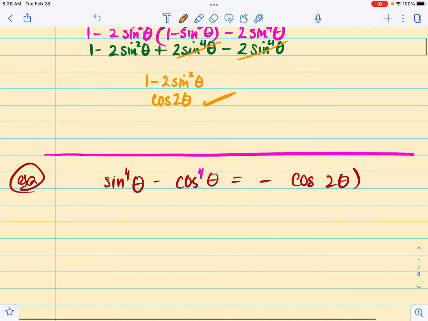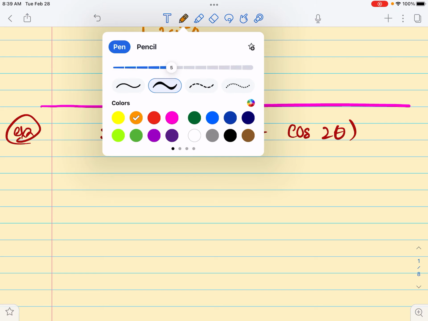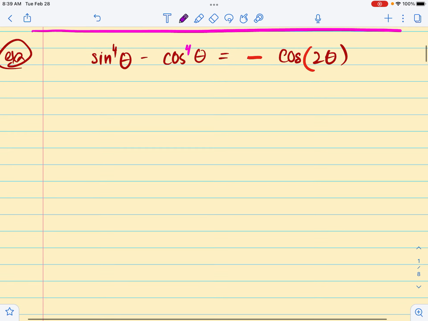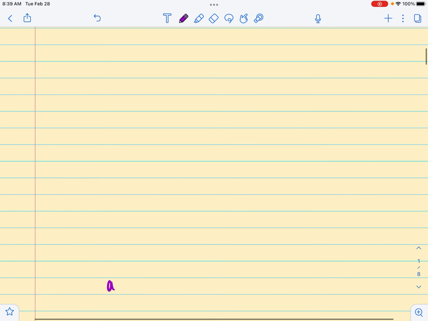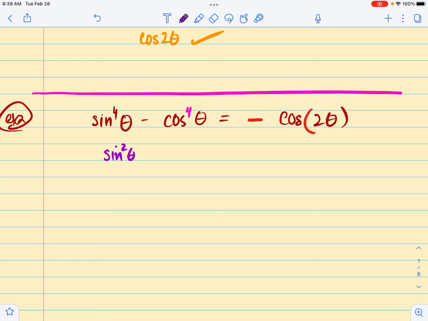Moving on to the second one. This one says go ahead and prove sine to the 4th theta minus cosine to the 4th theta is equal to negative cosine 2 theta. So keep that negative in mind. There's a negative on the outside. Now when I look at this identity, it feels very similar to difference of squares. I'll write that down again: a squared minus b squared. If I identify difference of squares, then I can factor it as a minus b times a plus b. Although this is to the 4th power, the 4th power is basically the square of the 2nd power.